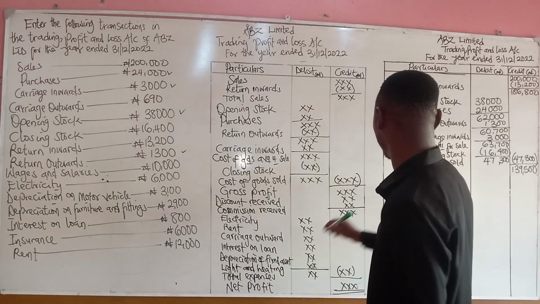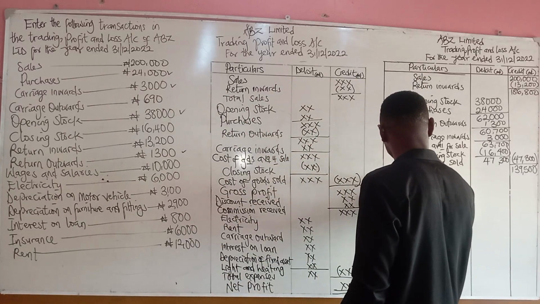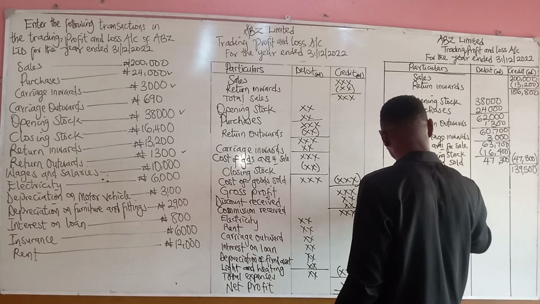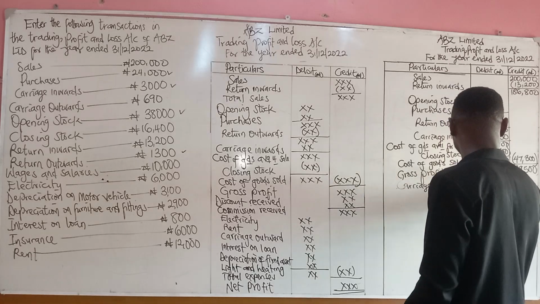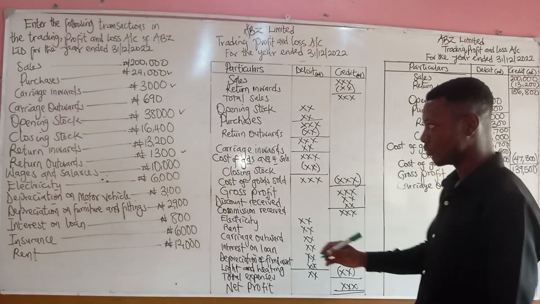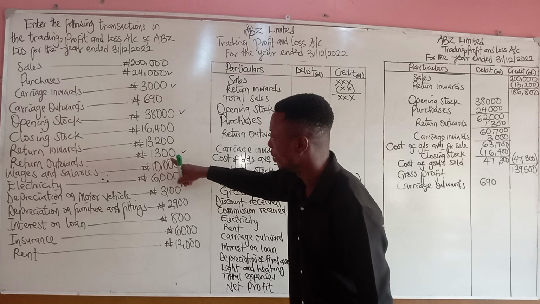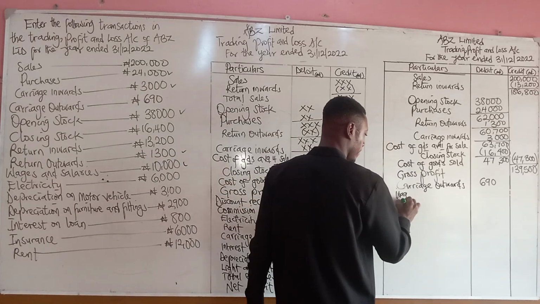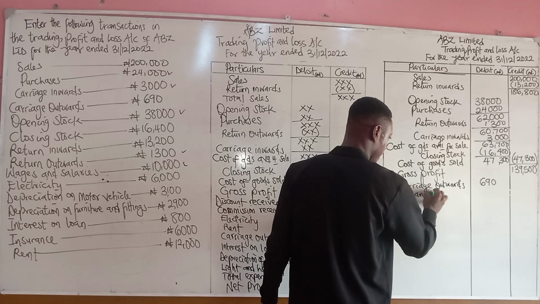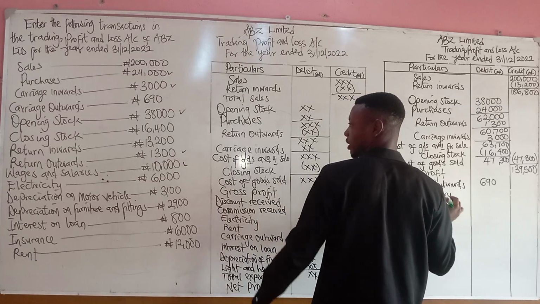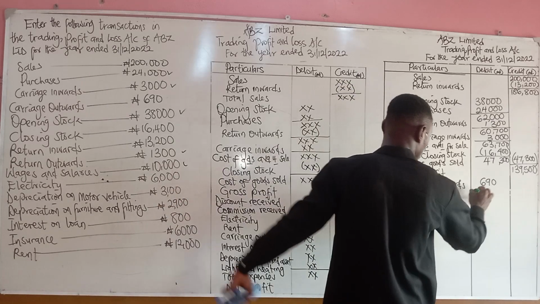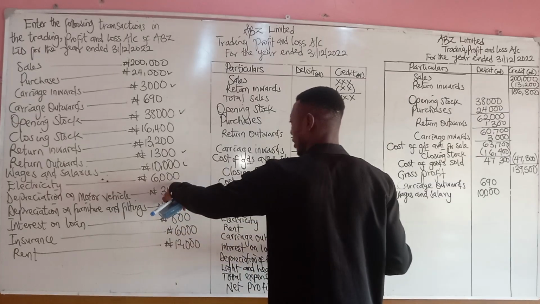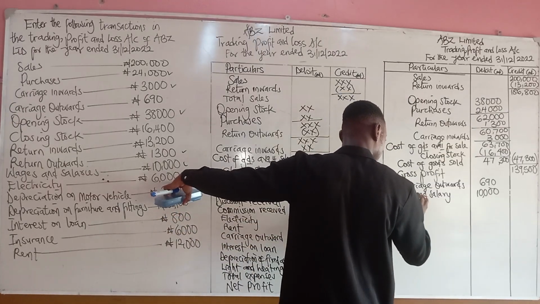Carriage outwards is an expense. So I'll put it: carriage outwards, it's 690. I'll just be taking it so I know I'm done. Okay, wages and salary. Wages and salary is 10,000. Electricity is 6,000.